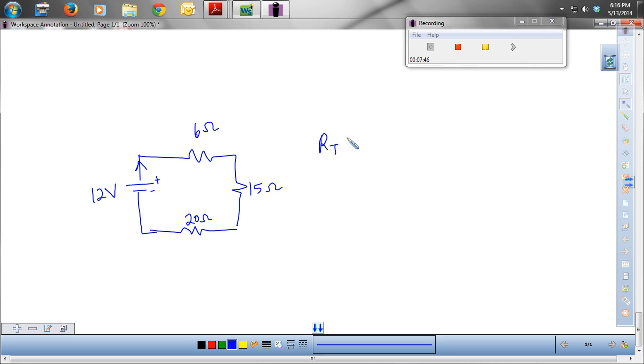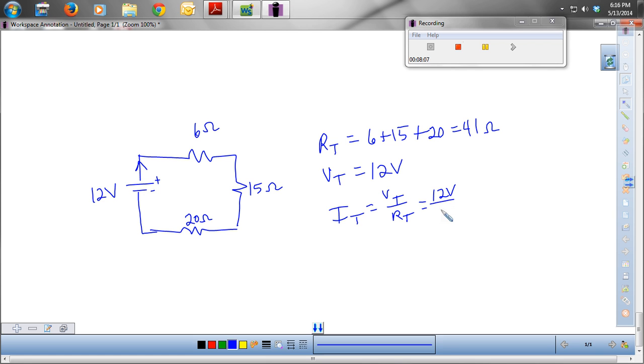So first thing you should always do is find your total resistance. Well, 6 plus 15 plus 20 is 41 ohms. Total voltage is the voltage from the battery. So total current is V total over R total, which is 12 volts over 41 ohms. And when I did that math, I got 0.293 for my amps. Well, that's also I1, I2, and I3. So you can fill that in on your chart.